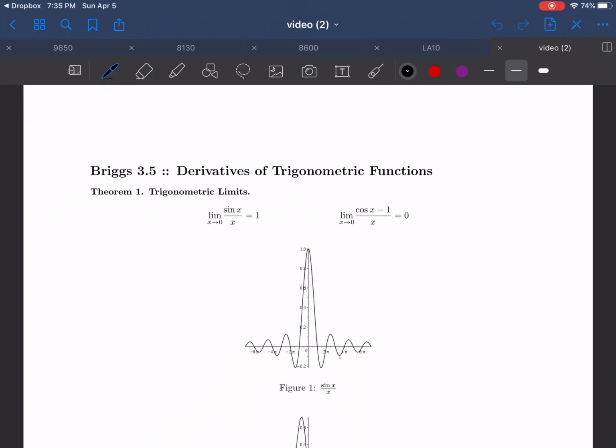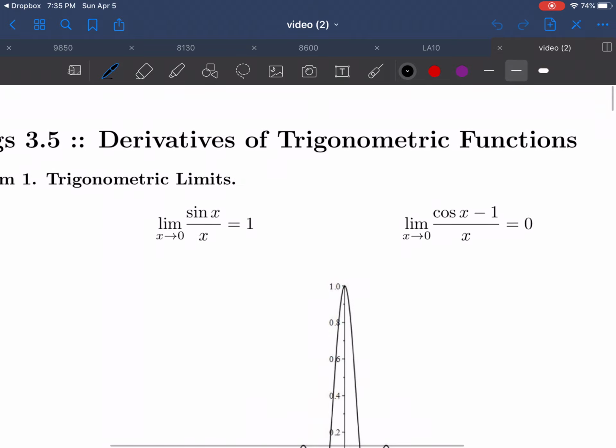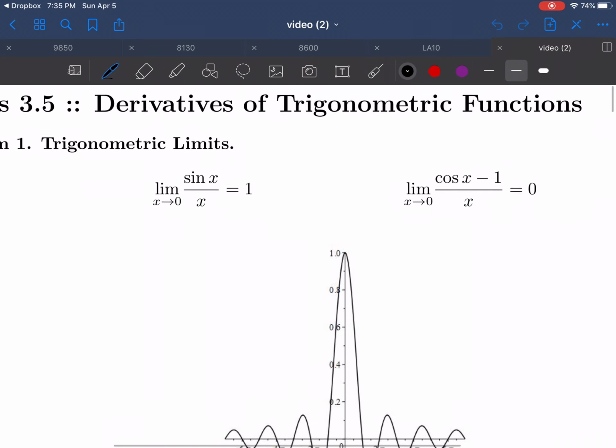Now we are looking at Briggs section 3.5, still talking about derivatives. Specifically, in this section we'll talk about derivatives of trigonometric functions. Before we start with that, let's look at these two limits that we're just going to define.